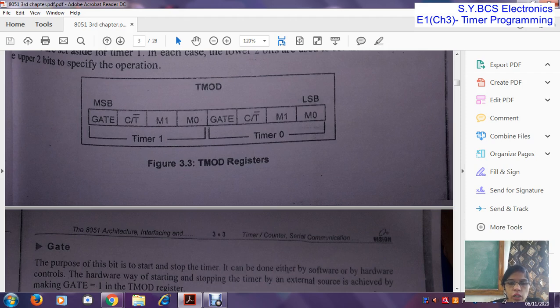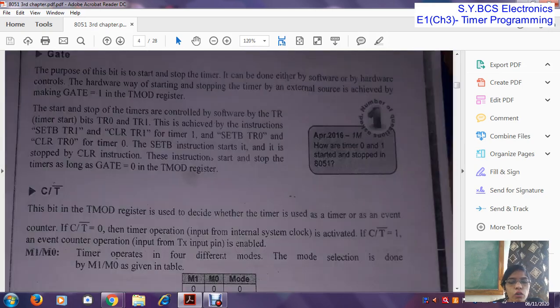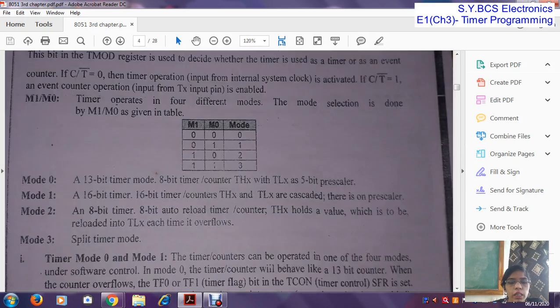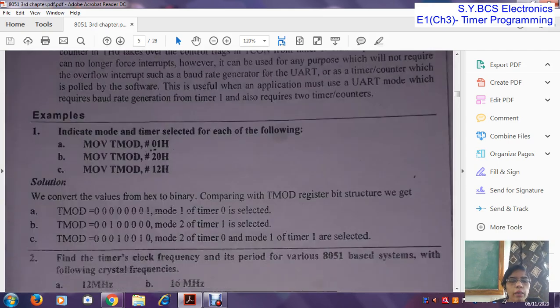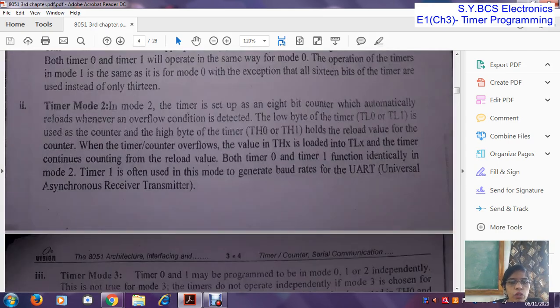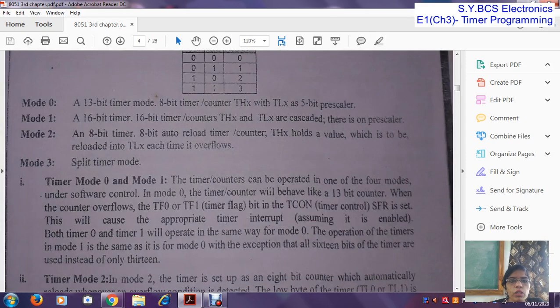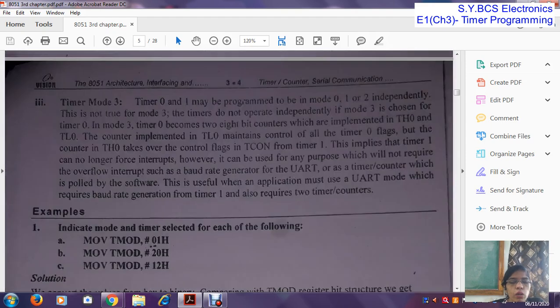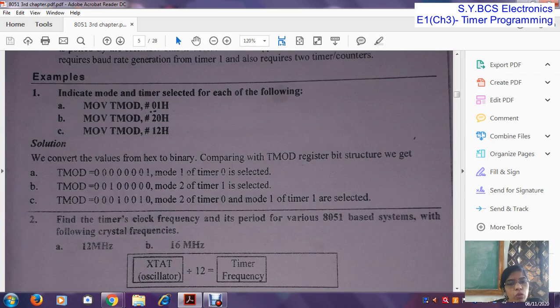This timer/counter bit is 0, that means timer 0 is used for time delay generation. And the M1 and M0 combination is 0 and 1. 00 means mode 0 and 01 means mode 1. So mode 1 and timer 0 are selected.